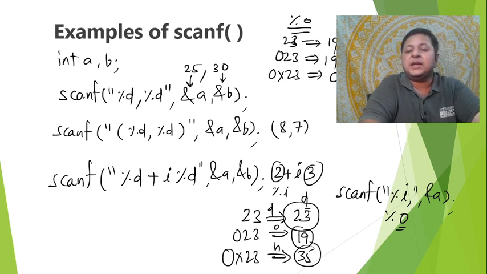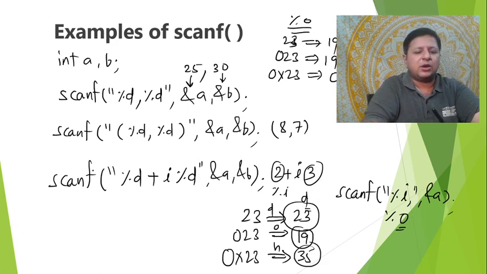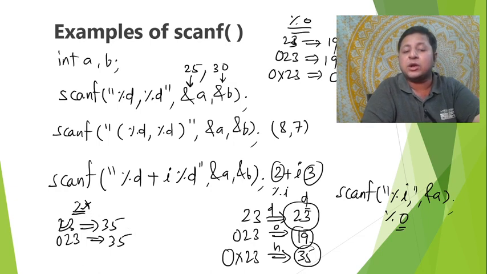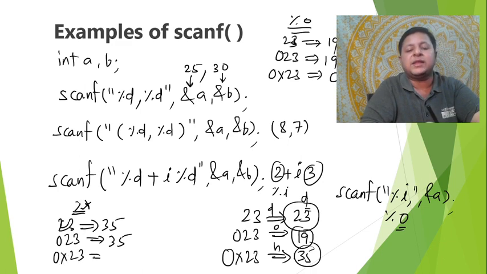Whereas if it is %x, I don't know whether you are able to see that or not, so I'll put it here. If it is %x, the 23 will come as 35, which is by default hexadecimal. %x is hexadecimal. If it is 023, still it has no problem. It will not be considered as octal because the format specifier is hexadecimal. And if it is 0x23, that's wonderful. My hexadecimal understands that. It will be read as 35.